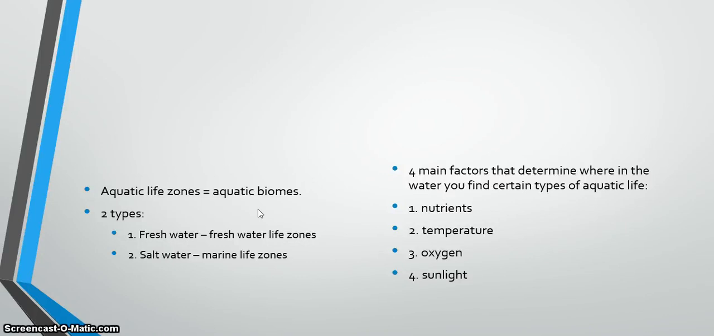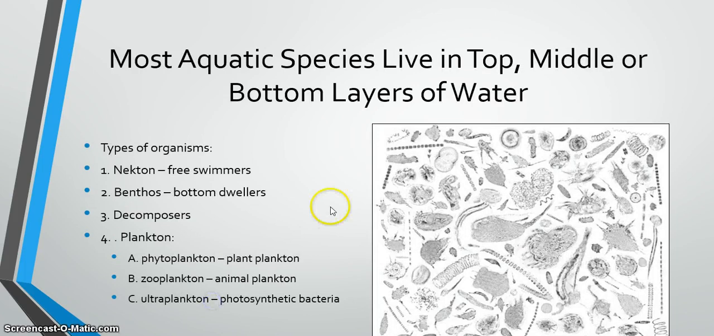The four main factors, besides being fresh or salt water, that determine where in the water you find life are nutrients, that means food, temperature, warm or cold, oxygen, all living things need oxygen, and sunlight. Most aquatic species live in the top layer, some in the middle, and then fewer in the bottom layers where it's dark and cold.